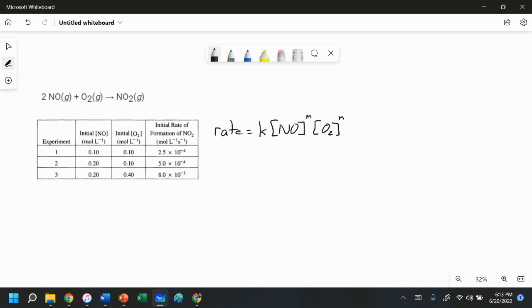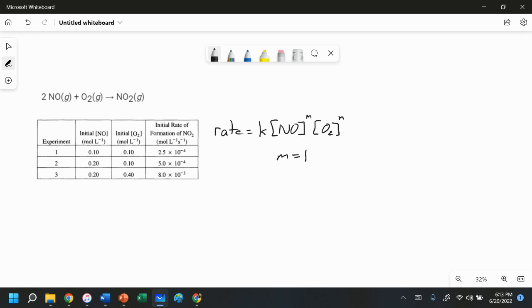So what does that mean? Well, that means that our m must be 1, because if we double the concentration, we doubled the rate, and 2 to the first power is 2. So we doubled the rate. Looking at the data for experiment 1 and 2, m is equal to 1.